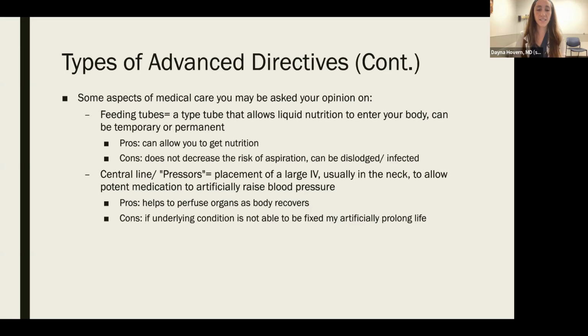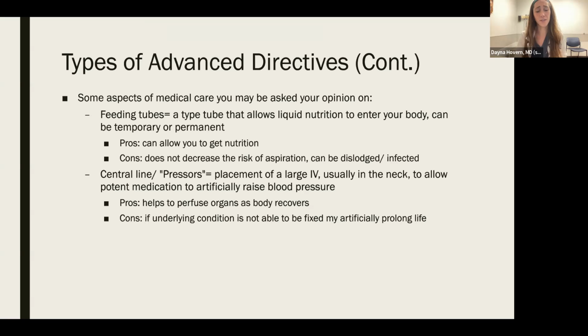Other language that you might see on your living will is if you want something called a central line with pressors. So a central line is a special IV. It's usually pretty large. It can go into the neck or the groin. And the point of this is that you want a large IV so that you can deliver very powerful medications in an area that's close to the heart. And the powerful medication that we're talking about is called pressors. So these are artificial medications that can be used to raise your blood pressure in situations where it's dangerous for it to be low.